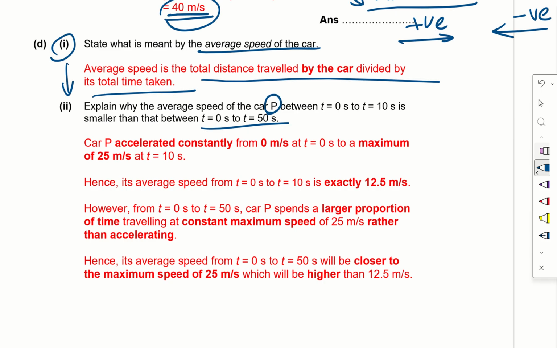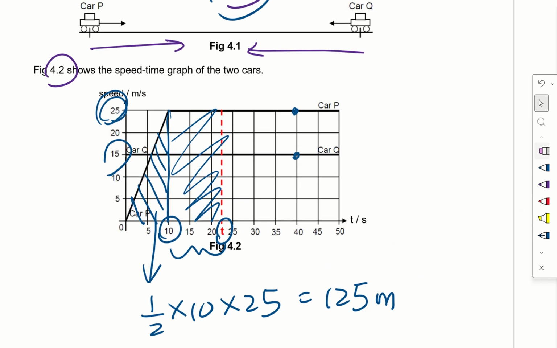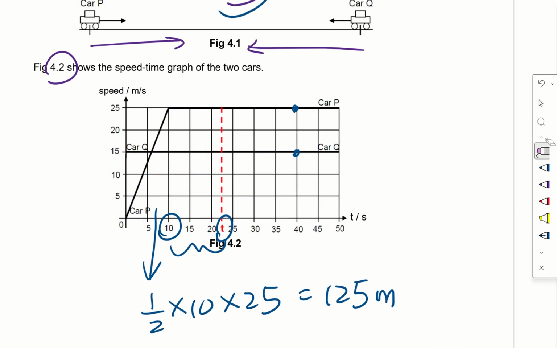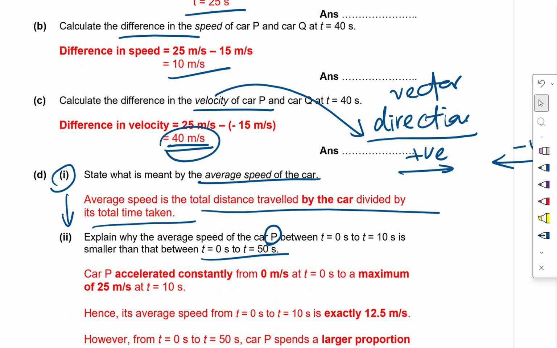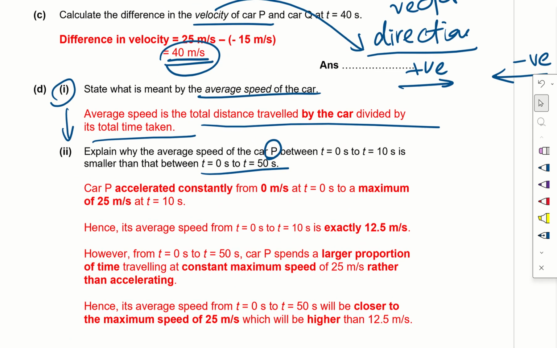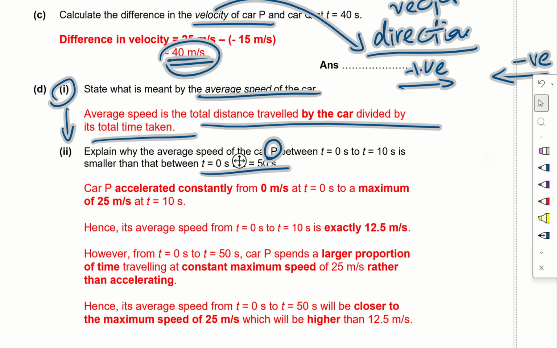The average speed of car P between t equals 0 to t equals 10. Let's look at the graph here. Car P is the one that's more complicated, right? You see that from 0 to 10, the speed actually went from 0 to 25. It's not at a constant speed of 25. So therefore, the average will be lesser than from t equals 0 to t equals 50.